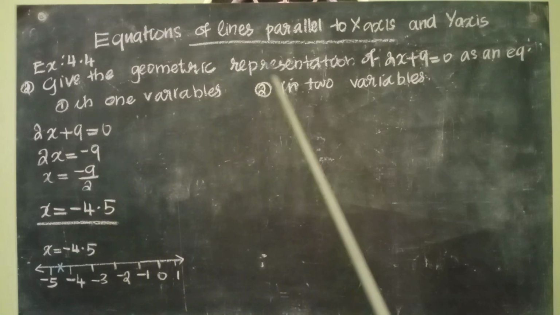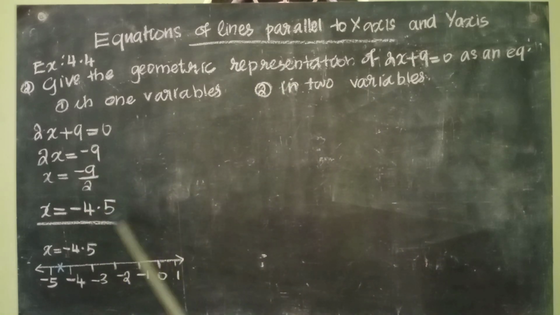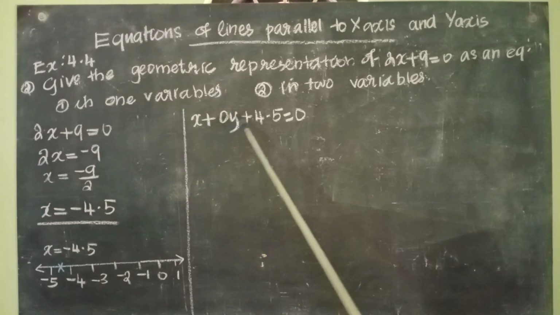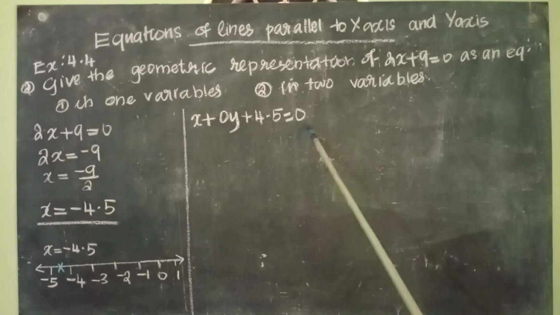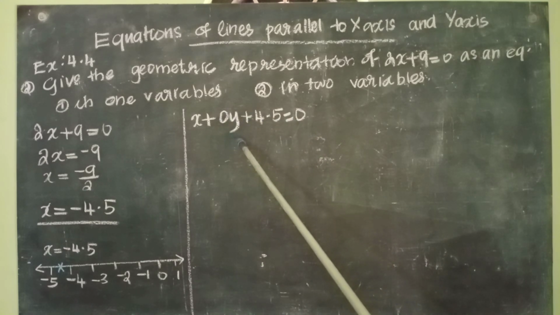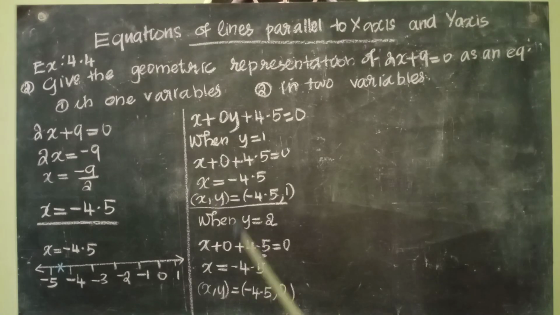Now we have to represent it in two variables. So here there is only an x value and a constant. We have to include 0y also. So the equation is x plus 0y plus 4.5 equals 0. Here it is 0y, so we can give different values for y. When y equals 1, x plus 0 plus 4.5 equals 0, x equals minus 4.5.